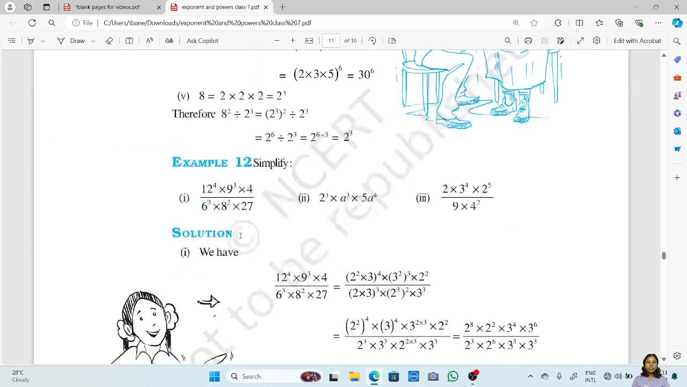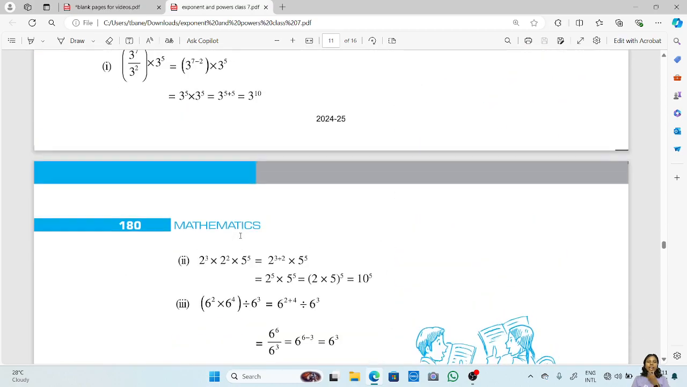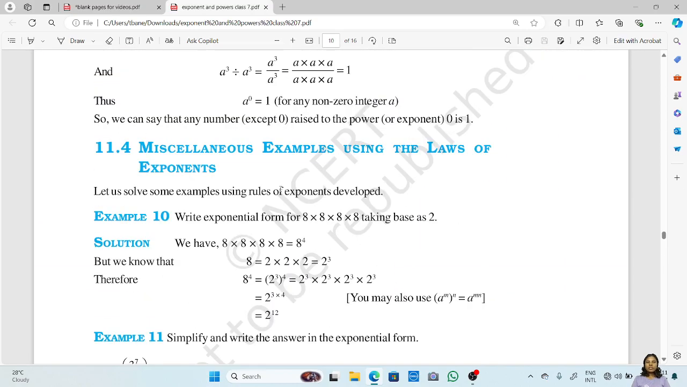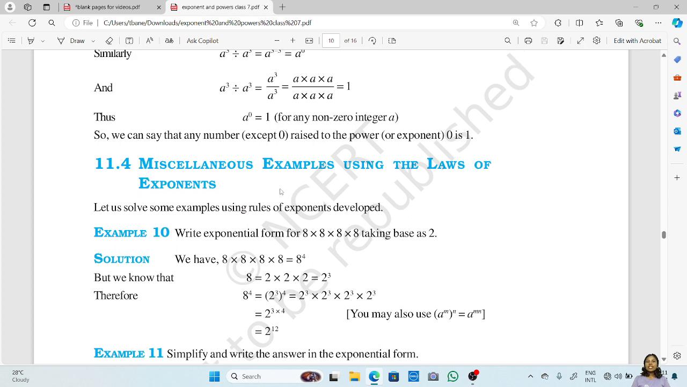In the next part of the chapter we'll see the miscellaneous examples using the laws of exponents. In this case what will happen is that we will have a jumbled up exponent system with different operations happening in the same problem. So then here we have to apply the laws that we have studied previously and simplify any given example that is given to us.